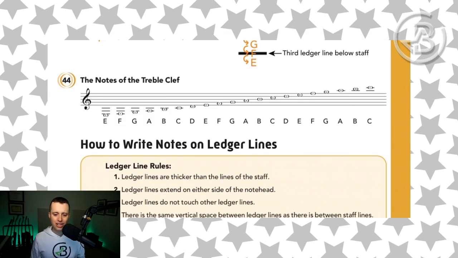So as you can see, these ledger lines bring notes below the staff, then the basic musical alphabet continues on the staff, and then up off of the staff again on ledger lines.